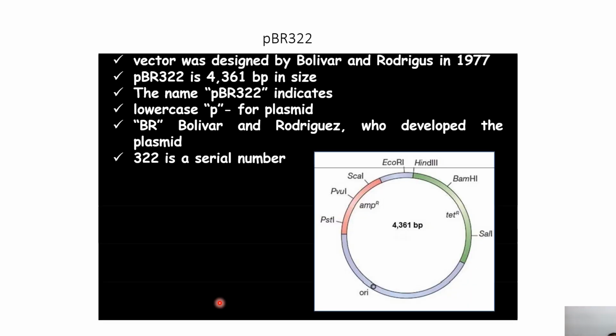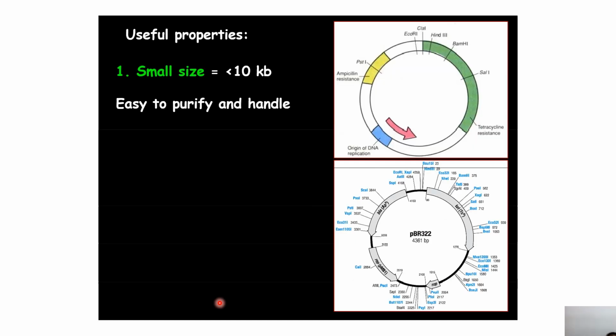So if we talk about pBR322, this was designed by Bolivar and Rodriguez in 1977. That's why BR. Okay, and it's almost 4 kb in size, and it indicates p for plasmid, BR for Bolivar and Rodriguez who developed the plasmid. 322 is just a serial number.